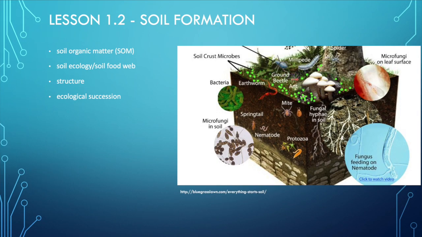So we have now come to the end of lesson 1.1, covering the mineral component of soils and how plant nutrients fit into that scenario. In the next lesson, we'll continue to look at soil formation with a focus on soil organic matter, soil ecology, and the soil food web organisms and how it all functions as an ecological unit. We'll look at soil structure, which is related to both soil organic matter and soil ecology. And then we'll look at ecological succession of how habitats are formed, how vegetation develops over time on a successional scale based on what is happening ecologically below ground.